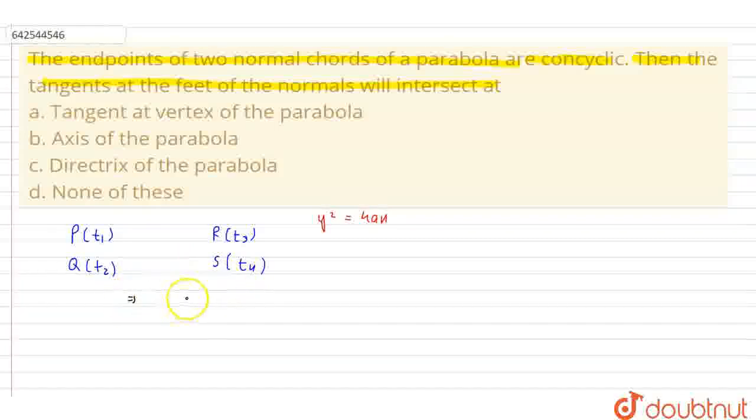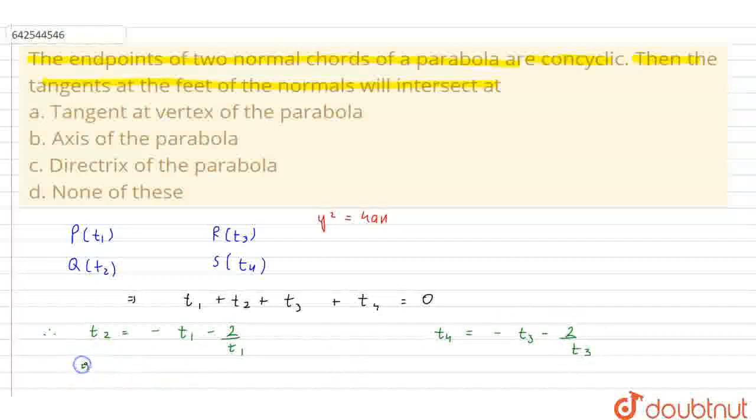So we have a concept that if t1, t2, t3 and t4 are concyclic, then their sum must be equal to 0. So we can write t1 plus t2 plus t3 plus t4 is equal to 0. Now we know that the normal at t1 intersects the parabola again at t2. Therefore, we'll have t2 equals minus t1 minus 2 upon t1. Similarly, t4 will be equal to minus t3 minus 2 upon t3.